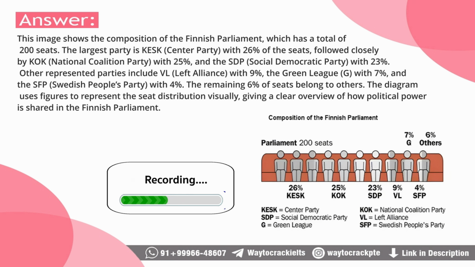Other represented parties include VL, Left Alliance, with 9%, the Green League, G, with 7%, and the SFP, Swedish People's Party, with 4%. The remaining 6% of seats belong to others. The diagram uses figures to represent the seat distribution visually, giving a clear overview of how political power is shared in the Finnish parliament.